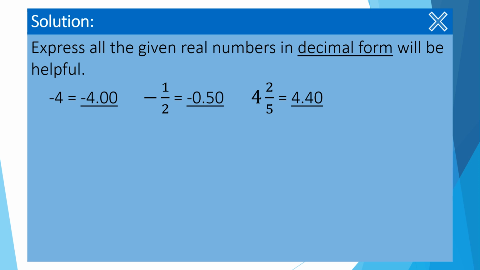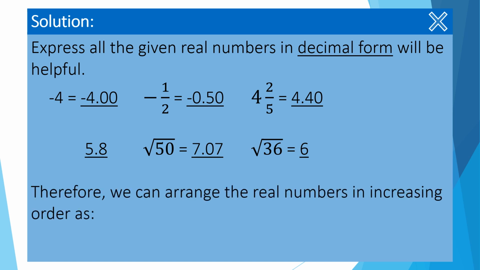So, again, i-calculate nyo kung hindi nyo kayang i-convert into decimal ng mano-mano. So, 5.8, iyon pa rin yung given natin kanina. And then, square root of 50 will be 7.07. And square root of 36, since sakto siya, so isusulat lang natin 6. Pwede natin siyang 6 or pwedeng 6.00. Therefore, we can arrange the real numbers in increasing order as, so ano ba yung pinakamaliit na number sa given?